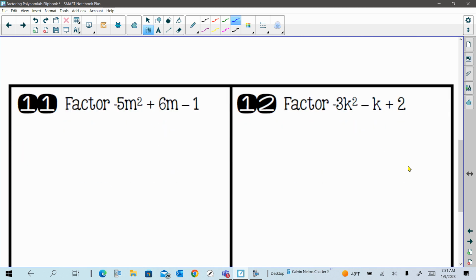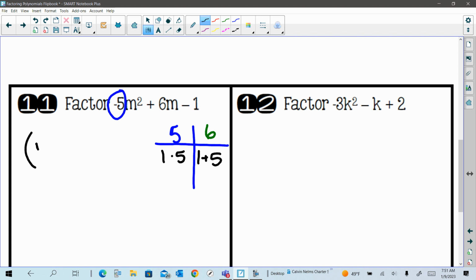All right, so let's look at 11. Take this negative 5, multiply that to negative 1. That gives you a positive 5. So we want factors of 5 with a sum of 6. Well, that's easy. What's the only factors of 5? 1 and 5. We're done. All right, so our factors are m plus 1 and m plus 5.